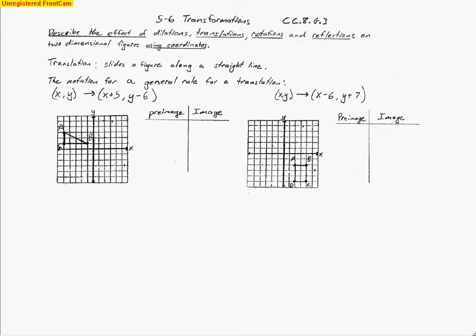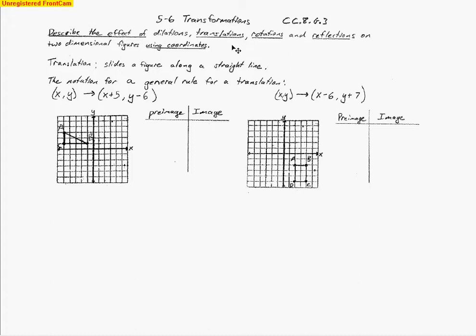This is the lesson for Chapter 5, Section 6, called Transformations. A transformation is when an object changes location. Now notice that the size and the shape are not going to change, but the location is. And so there are three ways to transform an object without changing its shape, which is called rigid motion.